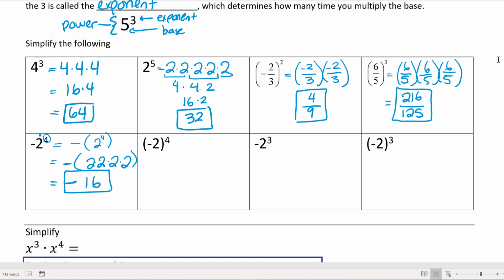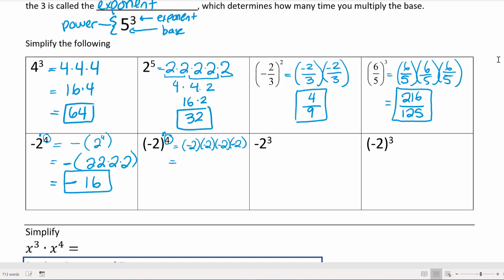Okay. Now that's not the same thing as negative 2 in parentheses to the 4. What is the thing right before the 4? Well, this time the thing right before the 4 is a parentheses. So what are you going to write 4 times? The parentheses, and that means everything in the parentheses comes with it. Whereas in the previous example, what was right before the 4? Only the 2, not the negative.